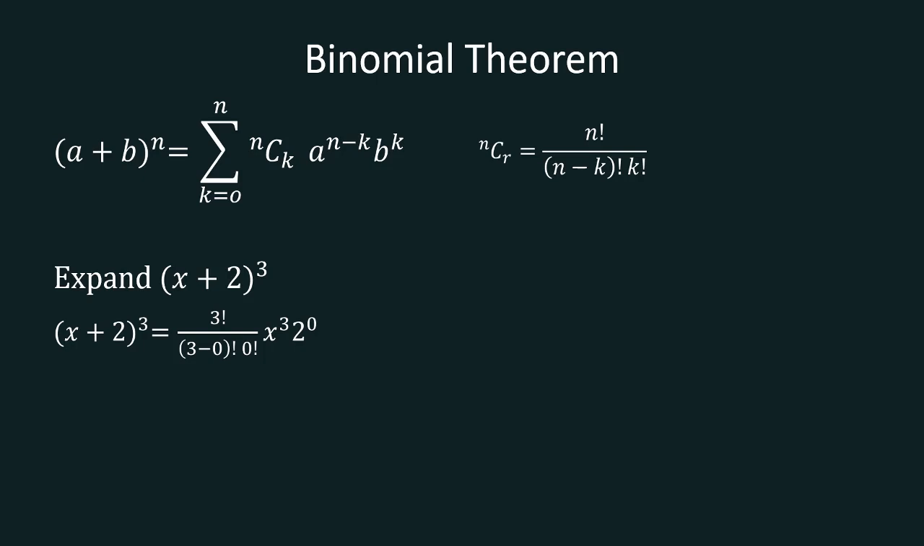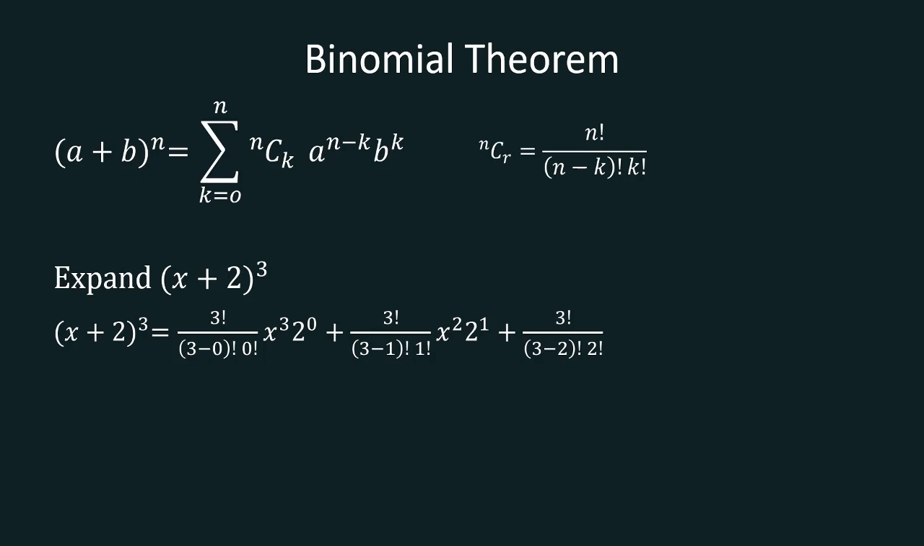Since it's a summation, we do this addition again, plus 3 factorial. Don't forget the formula is always n factorial. So it's 3 factorial divided by, this time, since we perform the addition again, the k will increase to 1. So it's going to be 3 factorial divided by 3 minus 1 factorial times 1 factorial. Then our power of x will reduce by 1 and 2 will increase by 1. So we are going to get x squared times 2 raised to the power 1. Normally we don't write 2 raised to the power 1, but since this is our first example and I'm taking it step by step, I'm going to write them so you don't get confused.